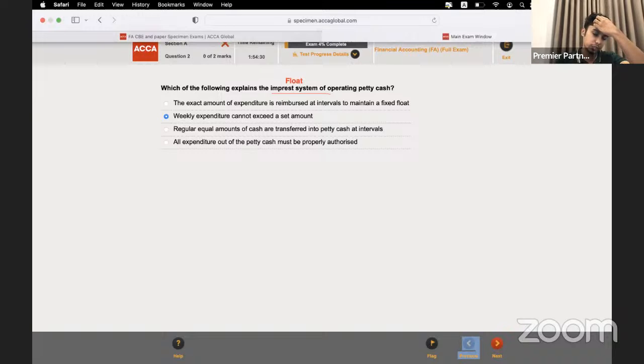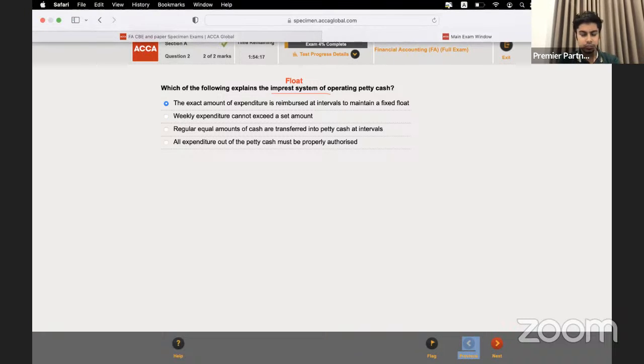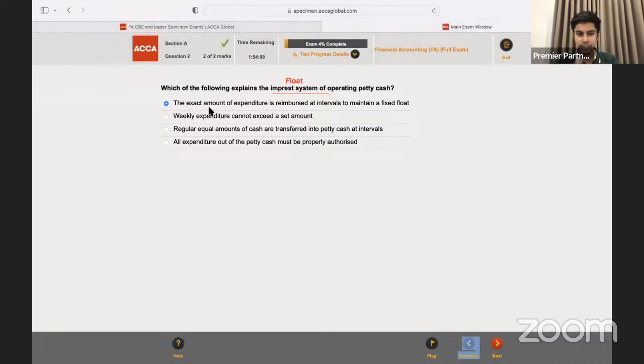So based on this, I thought the answer would have been 2, but then in that case, it has to be 1, no? Yeah. So Avindi's answer is correct over there. The exact amount of expenditure to be reimbursed at intervals to maintain. So I thought the answer would have been B actually, but no, the answer is A.